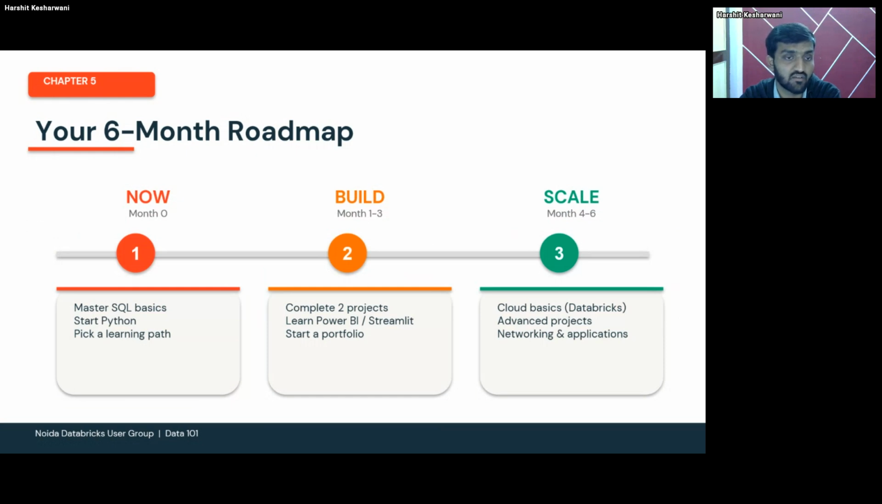Then start with a project, be it a Power BI project, be it a Streamlit project. Streamlit is kind of a UI framework which is built on top of Python. Then once you have a good understanding of SQL, Python, and your domain specific tools, then you can get into the cloud basics. I have written Databricks because Databricks is a great platform if you want to be a data engineer or be a data scientist. For data analysts, I would suggest there are better tools you can explore. So you can get into the cloud basics and then advanced projects.